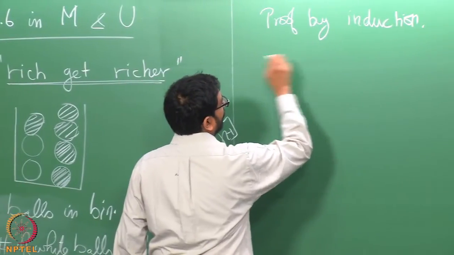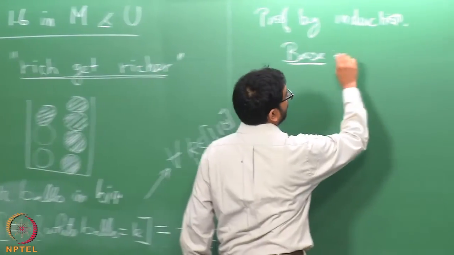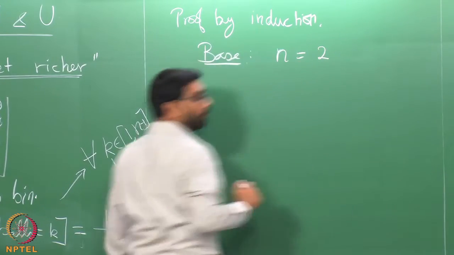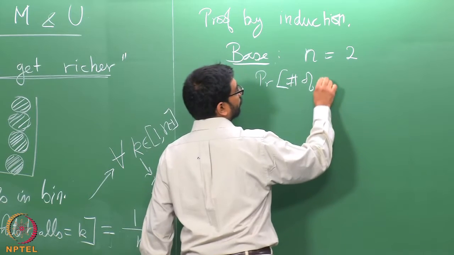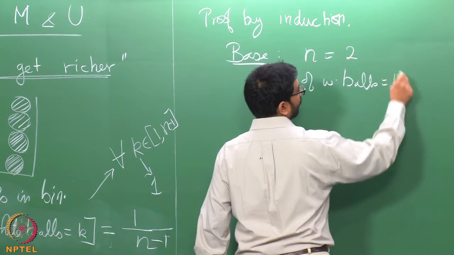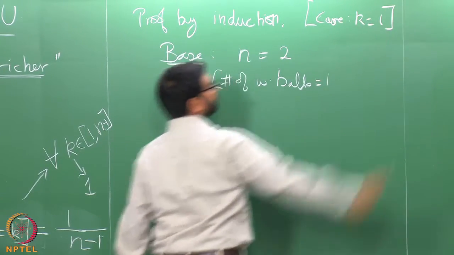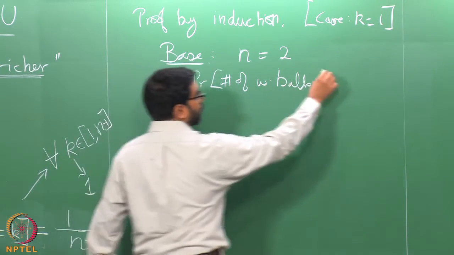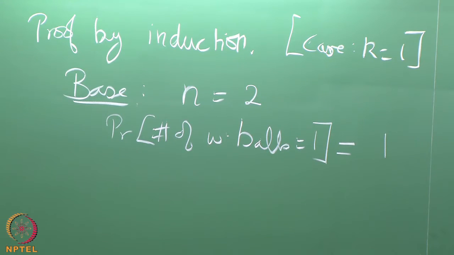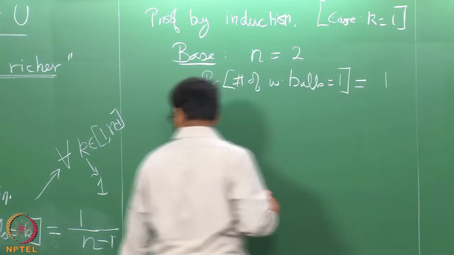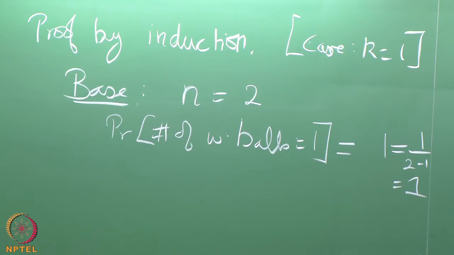So, our base case is the following, that is at the end when n equals 2. Here of course, the probability that the number of white balls equals 1, and remember we are going to assume the case where k equals 1, is equal to 1, because we start out with exactly one white ball, and this matches our 1 over 2 minus 1 equal to 1, and so the base case holds.